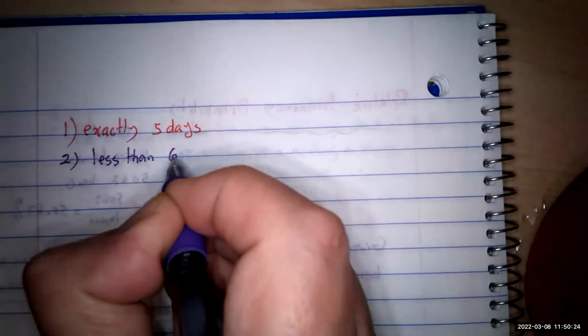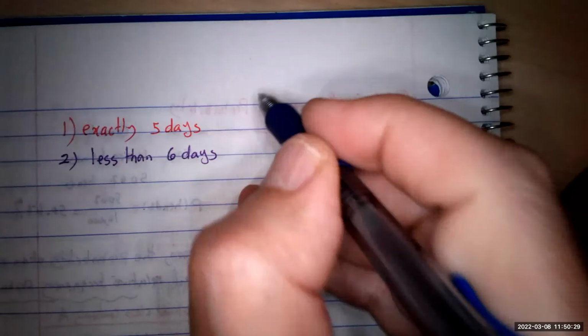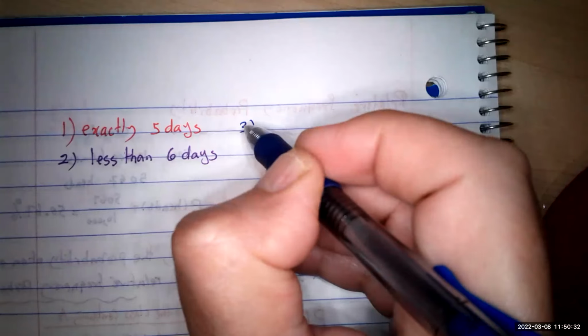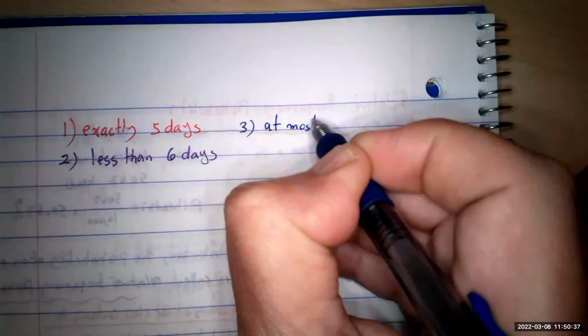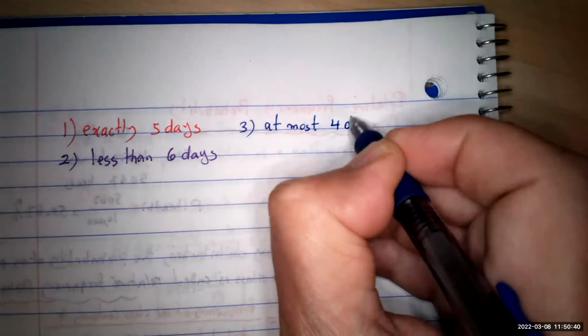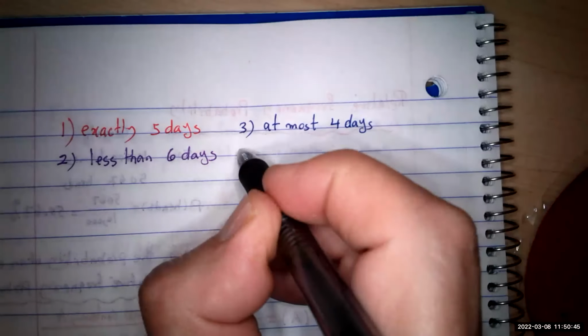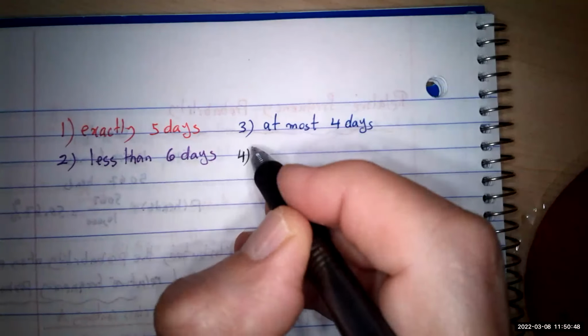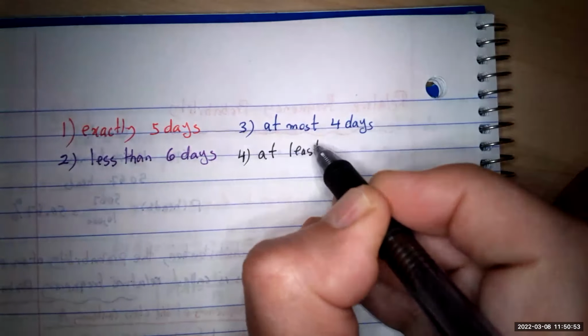Case 2 is that the patient stayed in the hospital less than 6 days. The third case is that the patient stayed at most 4 days. And the fourth case is that the patient stayed in hospital at least 5 days.